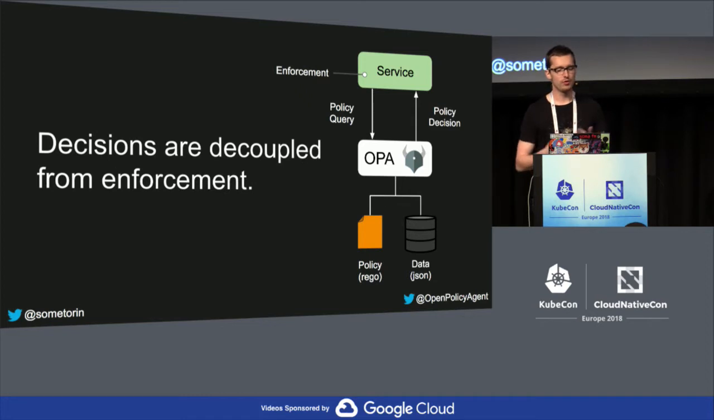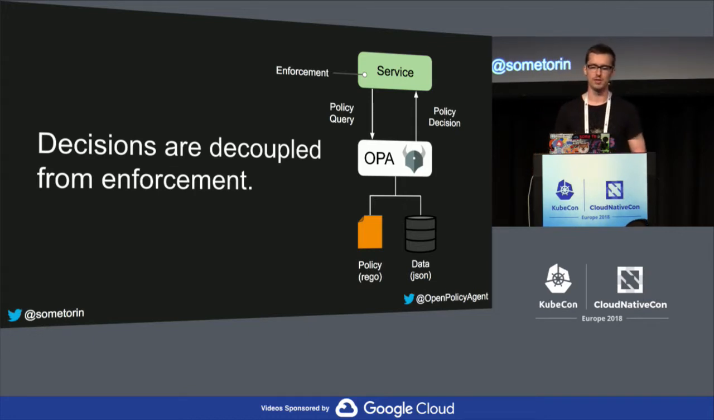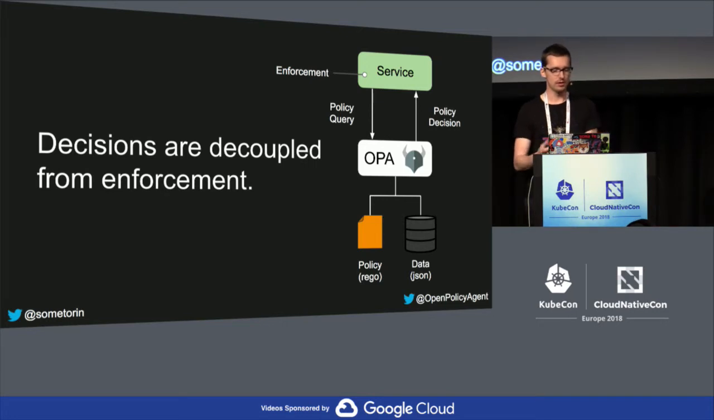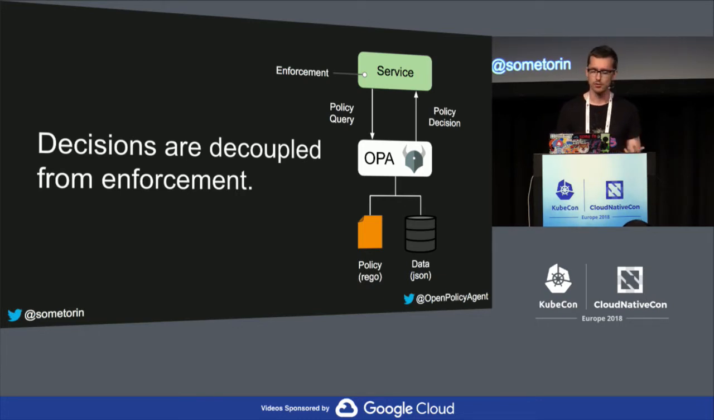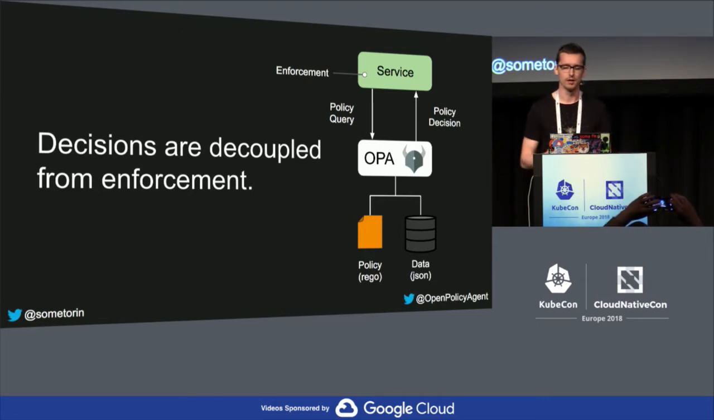Now, when you're using OPA, what you're doing is you're offloading policy decisions from your service. So you're decoupling the policy decision from the enforcement piece. And so, for example, if you're building a microservice with an HTTP API, you need to authorize the requests that are coming into that API.